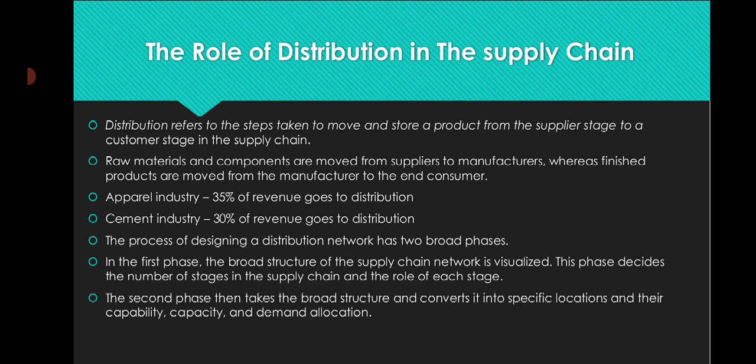In the apparel industry, 35% of the revenue goes to distribution. In the cement industry, 30% of the revenue goes to distribution.